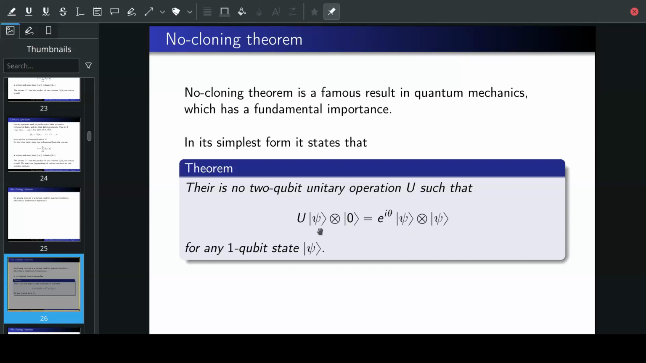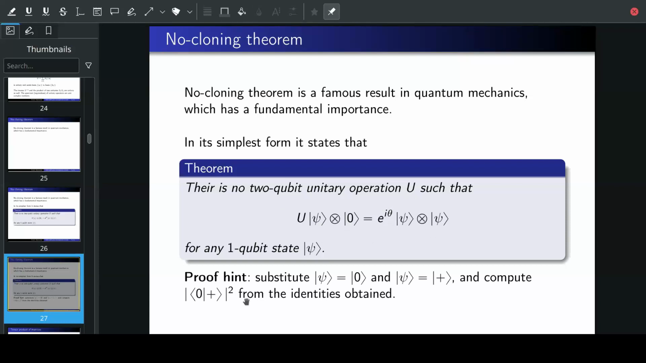This is the mathematical formulation of the cloning of the state of a qubit. So here we have psi and ket 0, and here we have two copies of psi. And the theorem is that there is no way to actually implement this. The proof is actually simple. We can just take psi to be the ket 0 state, and psi to be the ket plus state, and using this identity, compute the scalar product between these two vectors, and then we can see the contradiction.